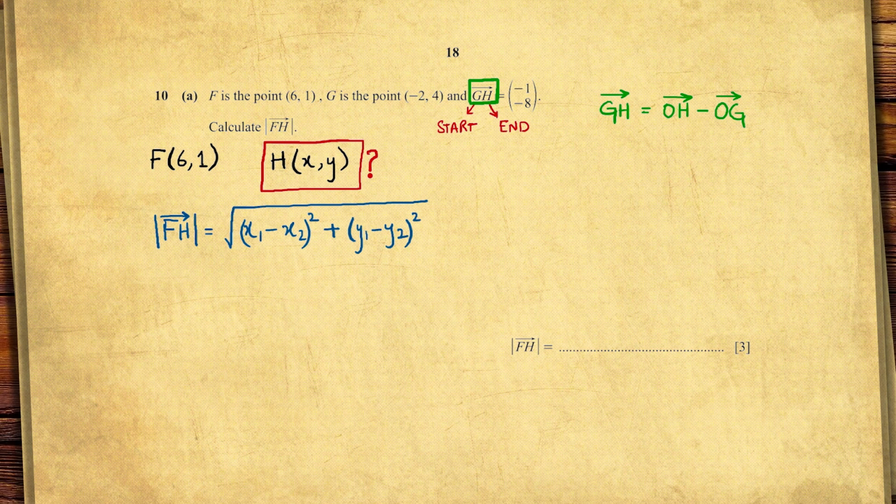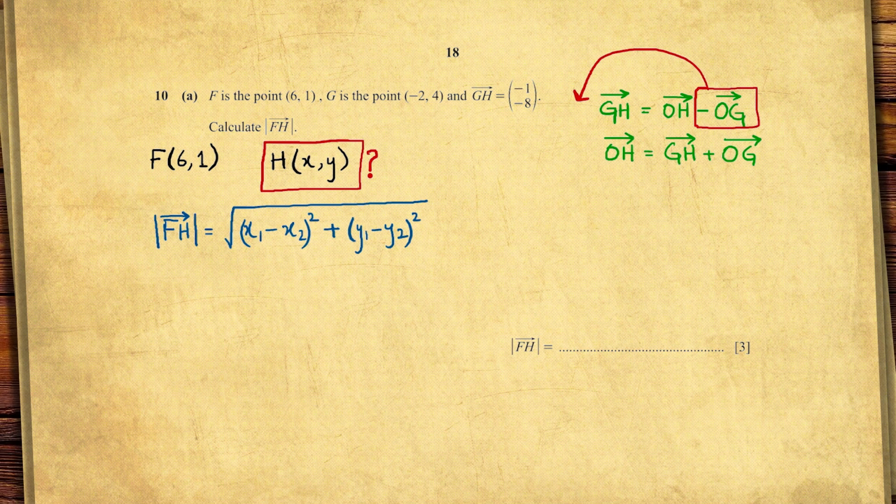Now we have to find the coordinates of point H. So we make the position vector of point H, the vector OH, the subject of the formula. So OH will be equal to the vector GH plus the vector OG. I have moved OG to the other side of the equation and I get plus OG. And the vector GH is given to us in the question, (-1, -8), so in place of GH we can write (-1, -8).